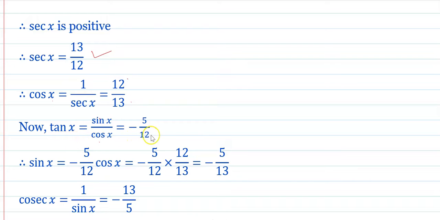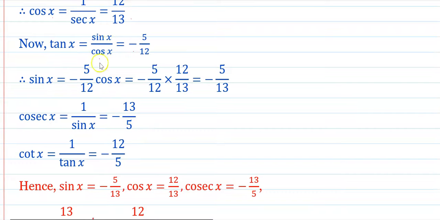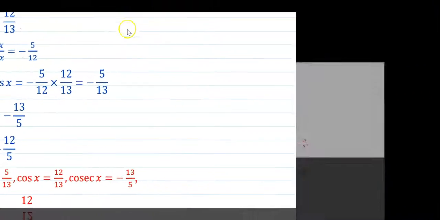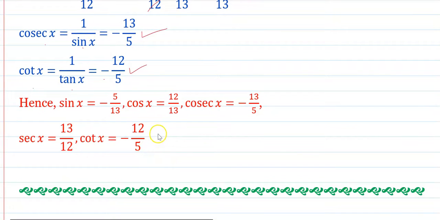But what about the tan? Tan is minus 5 by 12. It is given to us. Therefore, sin x is equal to minus 5 by 12 into cos x. We put in the value of cos x, 12 by 13. Okay, 12 gets cancelled. Minus 5 by 13. Sin is negative. The reciprocal is cosec, that is 1 upon sin x. Therefore, the reciprocal of minus 5 by 13 is minus 13 by 5. Cot x is 1 upon tan, so the reciprocal is minus 12 by 5.